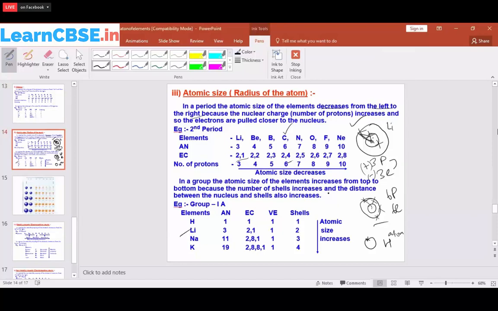So the atomic size of the elements increases from top to bottom because the number of shells increases and the distance between the nucleus and the shells also increases. So the atomic size increases down the group and decreases along the period.